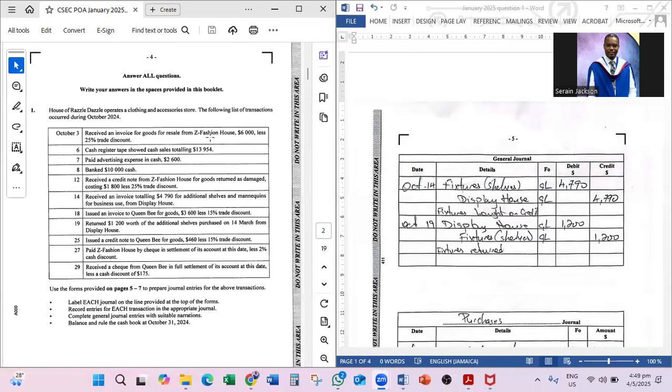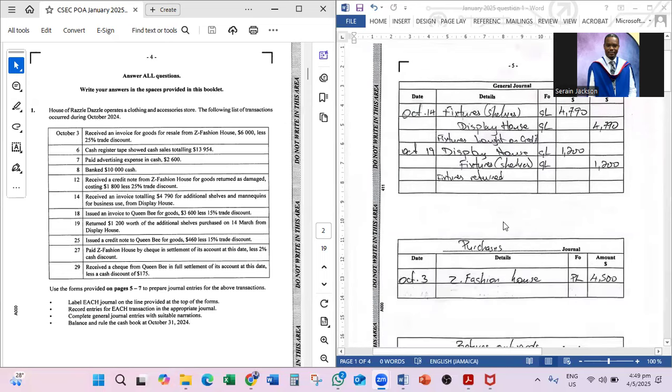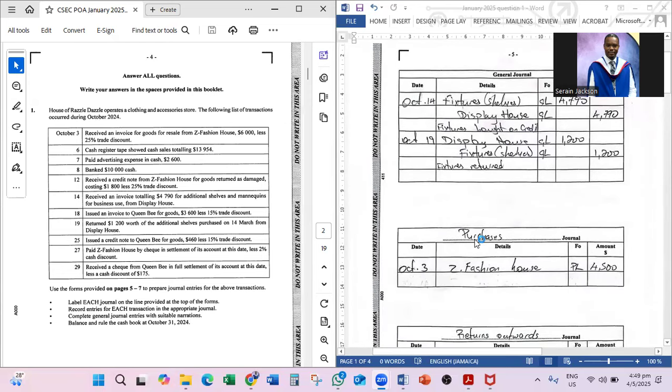And you're receiving the invoice, which would mean that you are buying. If you didn't know, when you are receiving the invoice, it means that you are buying. So this is a purchases invoice that is in question. So we would need the purchases journal. Look at it. Purchases journal. I write it there, October 3, Z Fashion House, purchases ledger, because the purchases journal is linked to the purchases ledger. And if you look at the information that is there, it's 4,500.